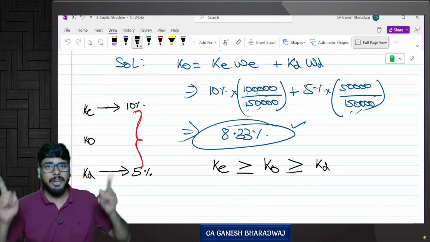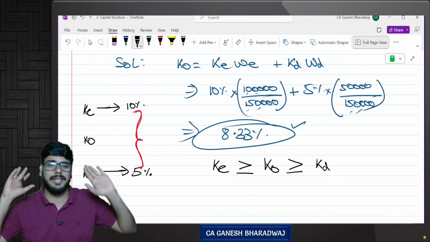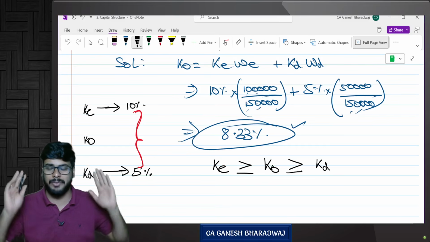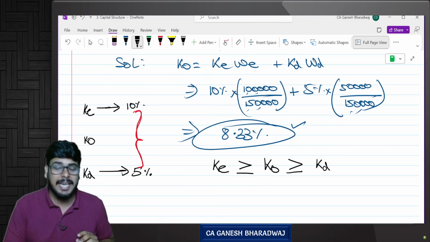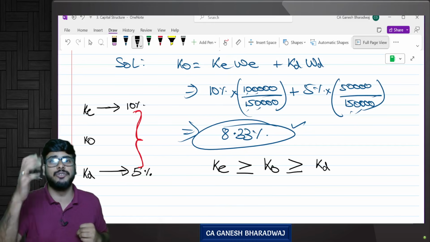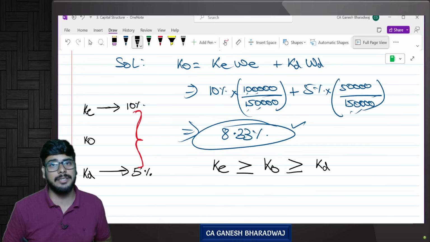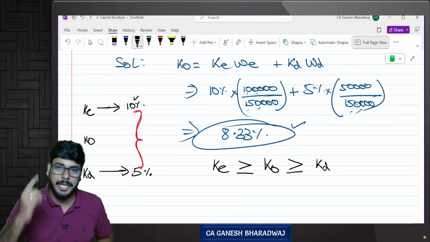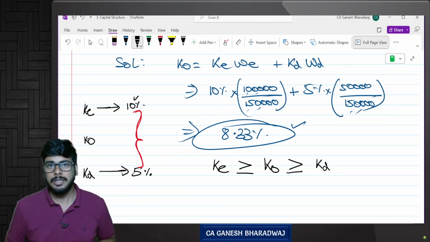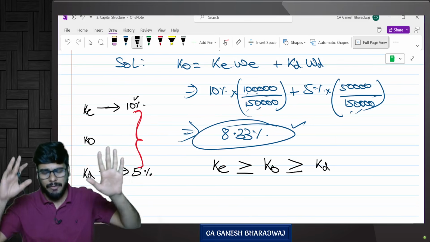Yes. And we already saw that KE is always greater than KD. Why? Because of the tax saving effect and all of that. We've seen it. And in fact, KE means the cost pertaining to equity shareholders. Equity shareholders are risk takers. So the more the risk, the more return they will expect. So obviously, KE will always be greater than KD.